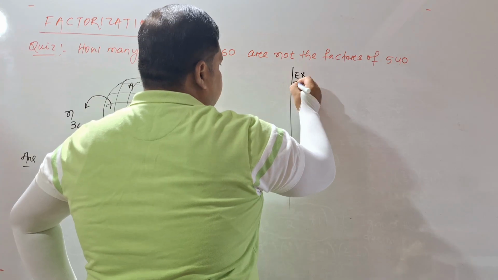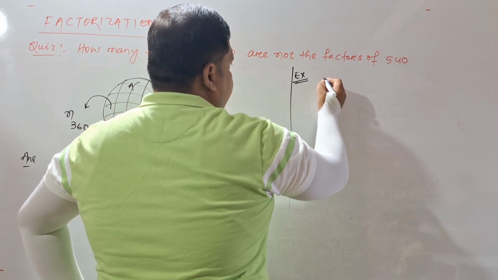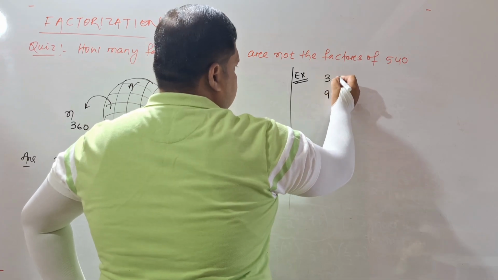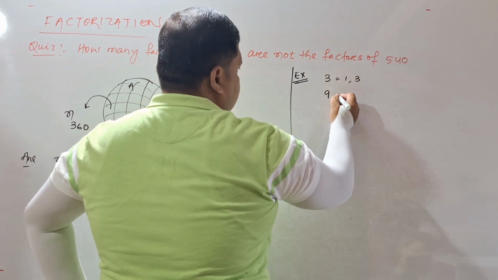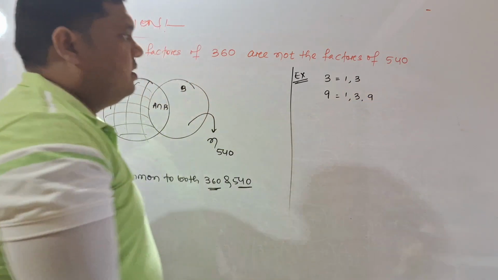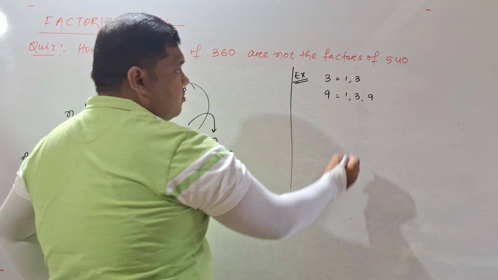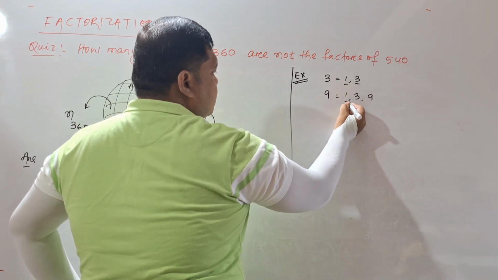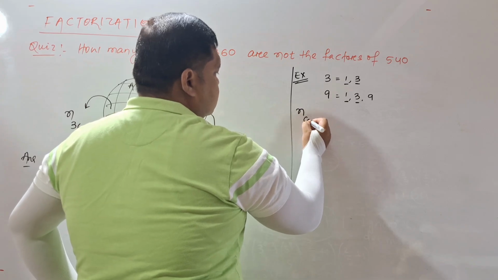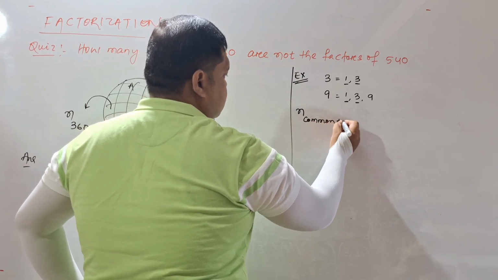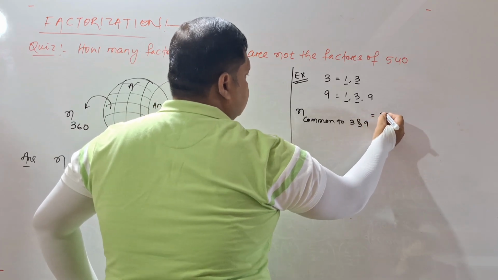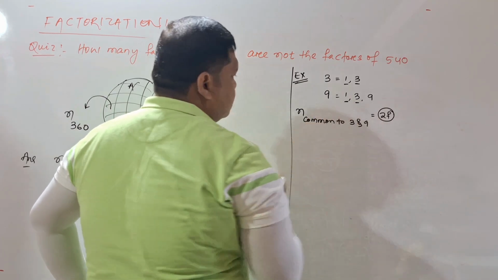One example. Suppose I ask how many factors are common to 3 and 9? 3 has how many factors? 1 and 3. 9 has how many factors? 1, 3 and 9. Clear? Now, how many factors are common to both 3 and 9? Here the answer is 2. 2 factors are common.